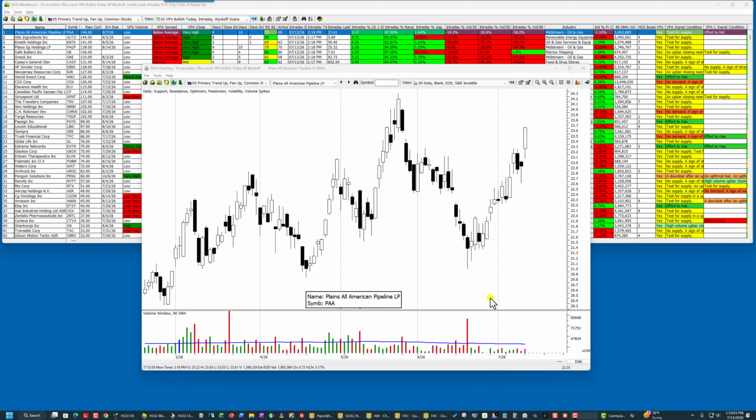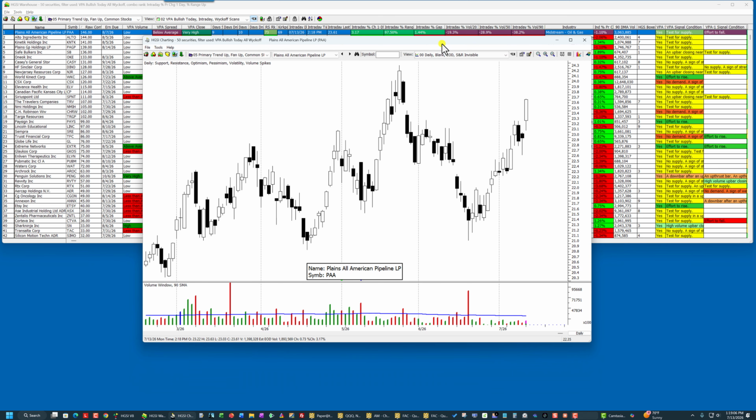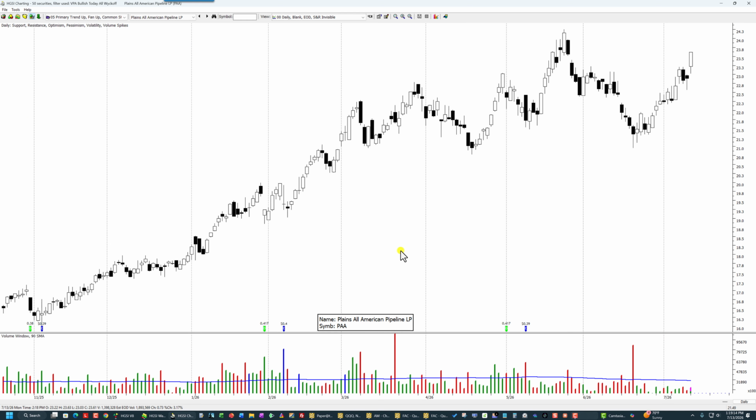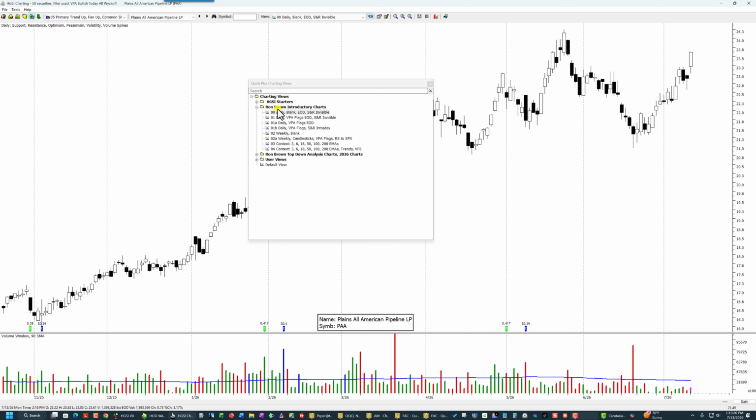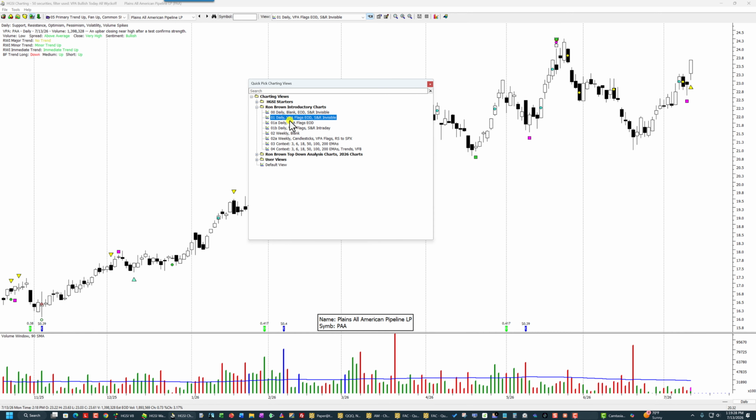Okay. As I started using these charts, I thought there must be a way to enhance them for everyone, not just new users. And I've just grabbed this chart, and if you take a look now at my introductory charts, you're going to see several charts in here. There's a blank daily VPA signals.